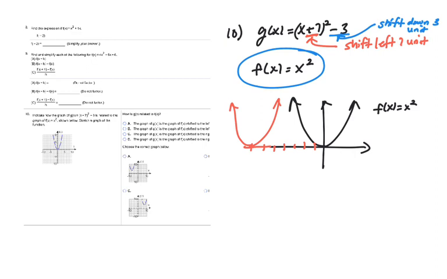Okay, and then I'll shift it down 3 units. 1, 2, 3. So to shift down 1, 2, 3 units. And so I have the transformation g of x here. x plus 7 squared minus 3. Okay. And so that gives us, let's see, B. Oh, and I have it cut off here, but that'll be part B. Okay. Let's look at number 11.